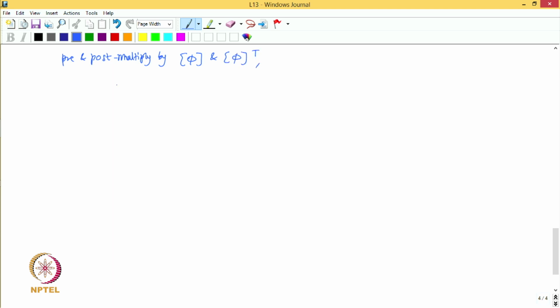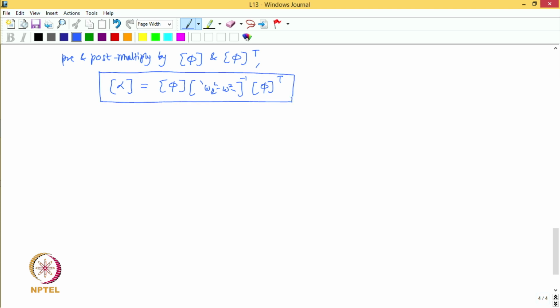So, that gives us alpha matrix equals phi, omega r square minus omega square, inverse, and phi transpose. So, in fact we get the relationship between the FRF matrix and the modal model. On the right hand side we have the modal quantities, the natural frequencies omega r square, omega r, and mode shapes given by the mass normalized mode shape matrix phi.